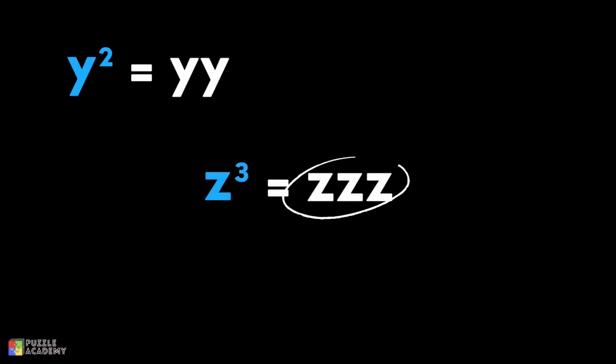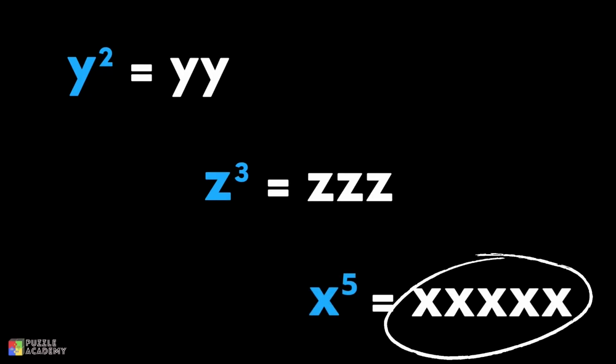Likewise, z cubed is equal to z times z times z. And x to the fifth power is equal to x times x times x times x times x.